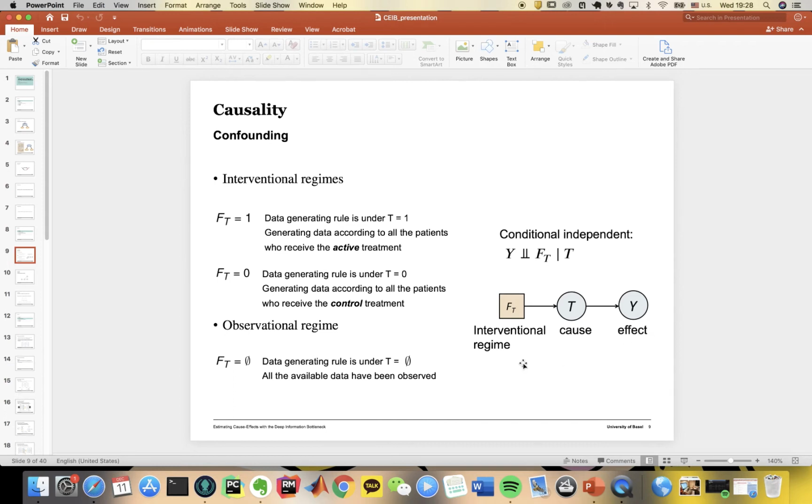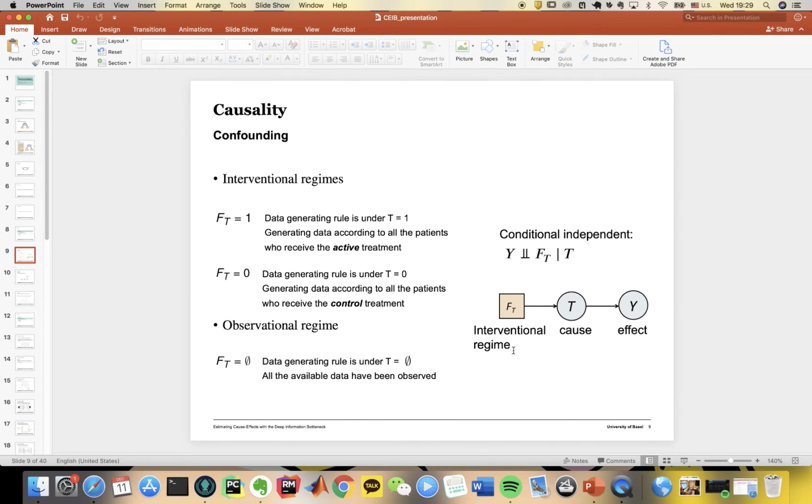There are two regimes. The first is the interventional regime. That just means you set T equal to 1, and all the effects you collect correspond to all the patients who receive the active treatment. Like you can offer painkillers to the patients. Or T can be set to 0, which means you collect all the effects based on all the patients who received the control treatment, like not offering the painkillers to the patients.